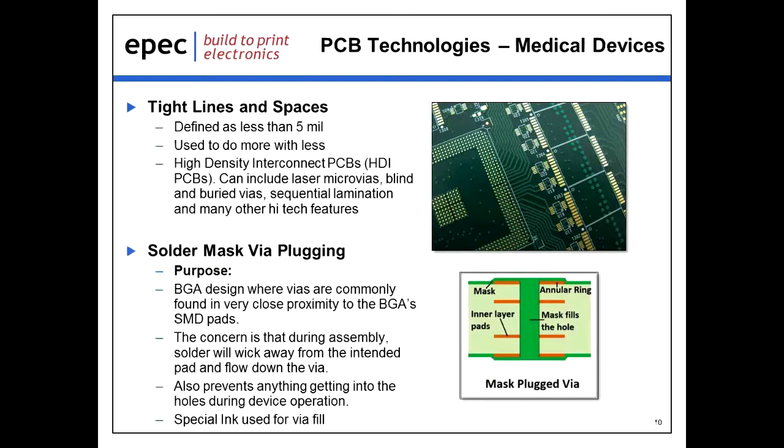So getting started, we wanted to talk about some of these new printed circuit board technologies. As everybody is aware, everything is getting smaller, and that trend is only going to continue. So having said that, tight lines and spaces: the picture you see there on the right is a board that we currently make that's got 3 mil lines and spaces. It's allowing us to do more with less. It's allowing us to have a lot more functionality with a lot less real estate.